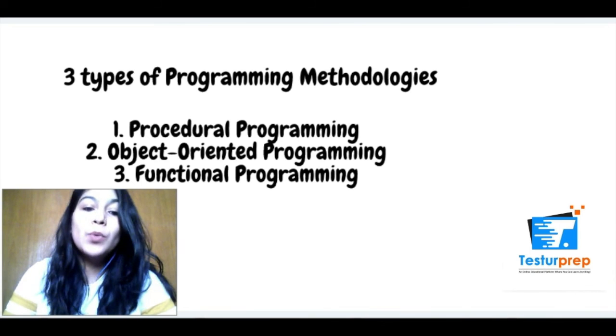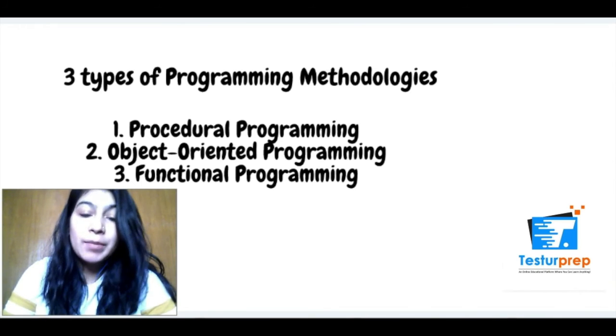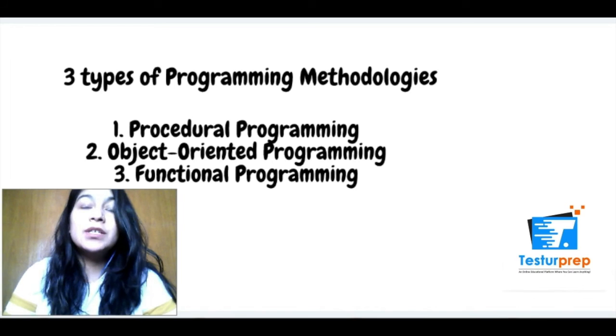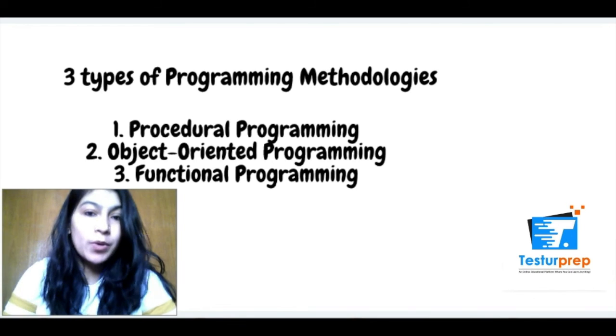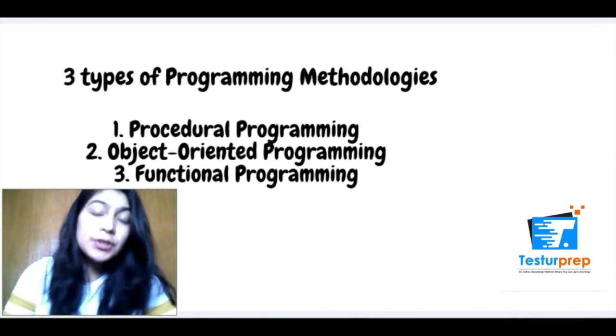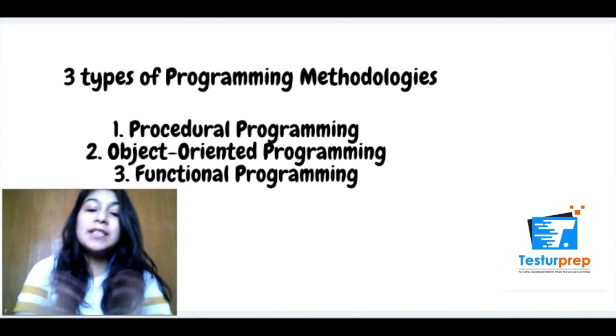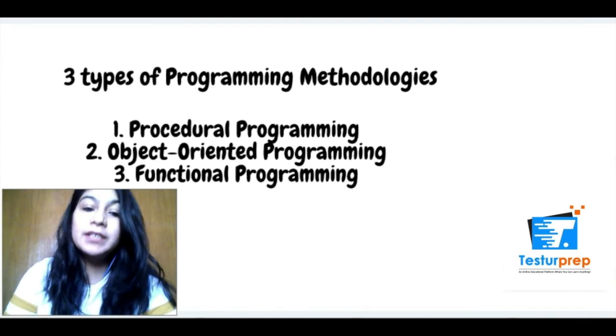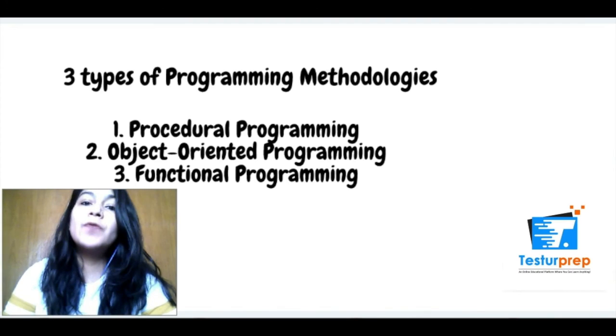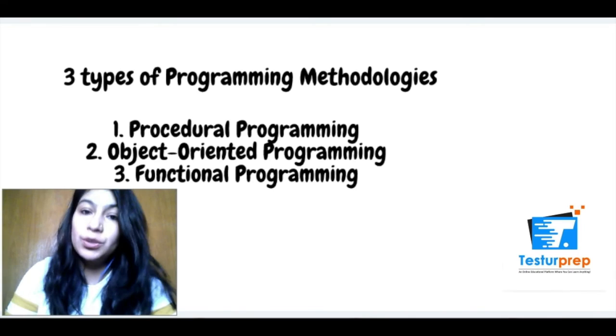And the third one is functional programming. Functional programming refers to functions that are methods, created like small programs, sub-programs, which are self-sufficient. Once multiple units are created, they are stitched together to form a solution that is required by the user.